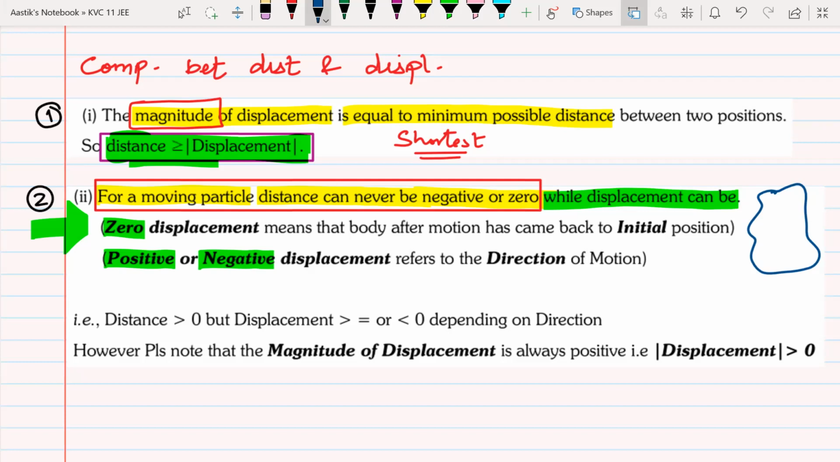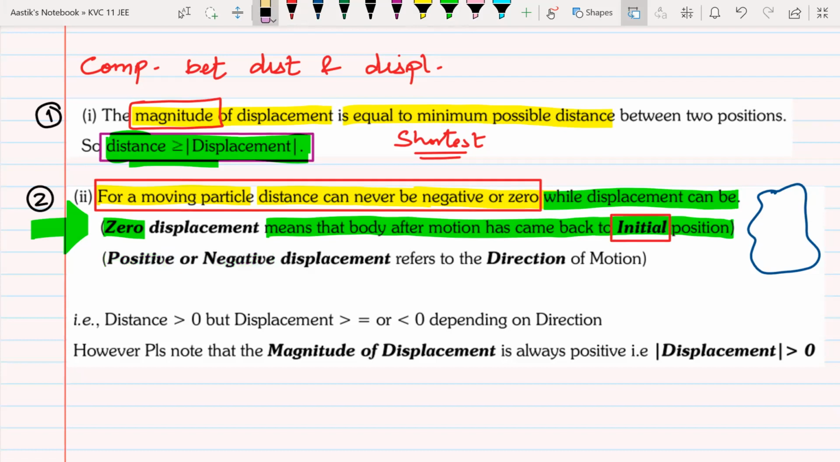Sir, from where it starts, when it comes back to that position, sir, that time it becomes zero, sir. Right. Zero displacement means the body, after motion, comes back to its initial position. The most important point here is it has come back to its initial position. And in that case, we can call the displacement zero. We don't call it zero, beta, it is zero because the initial and the final positions are the same. Do we all understand this?